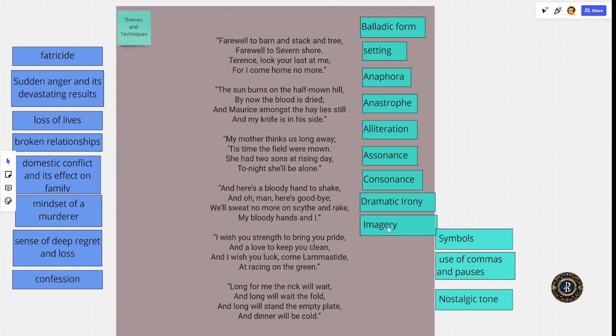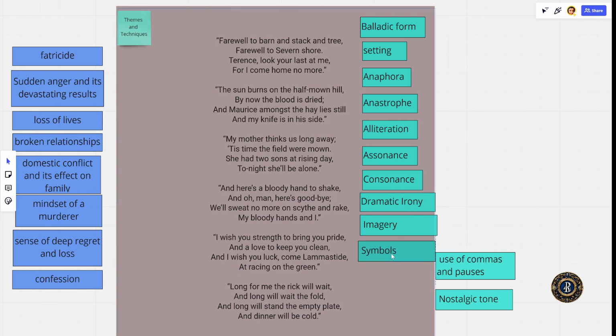Then what about imagery? Visual imagery. The use of the word blood. "Blood is dried." Then "bloody hand," "my bloody hands and I." This creates a kind of scary picture of a crime scene, bloodshed, violence. It also creates a disturbing picture of the dead brother Morris.